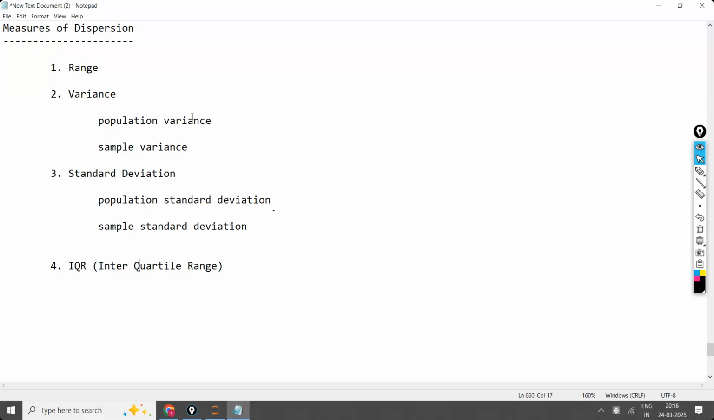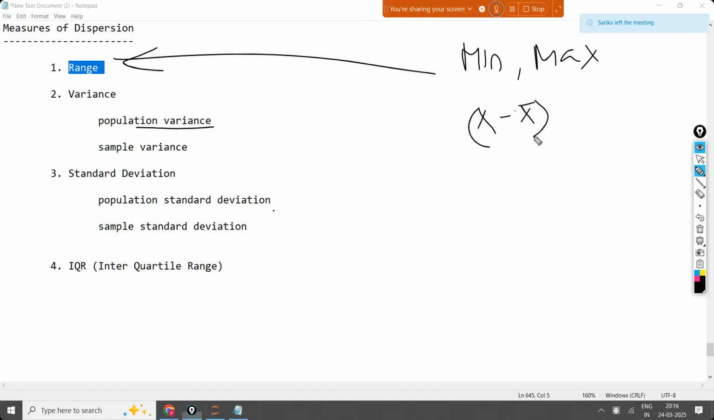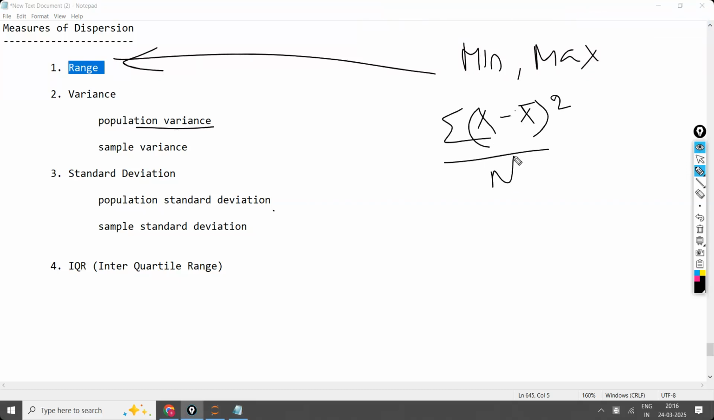Now, guys, can you calculate the range directly? No. For range, what do you have to know? What is the minimum value and what is the maximum value. If you know these two, then you can calculate it. For population variance, to understand it, first you should know what deviation is. Later, you should know what squared deviation is, then mean squared deviation. Then you will understand variance.